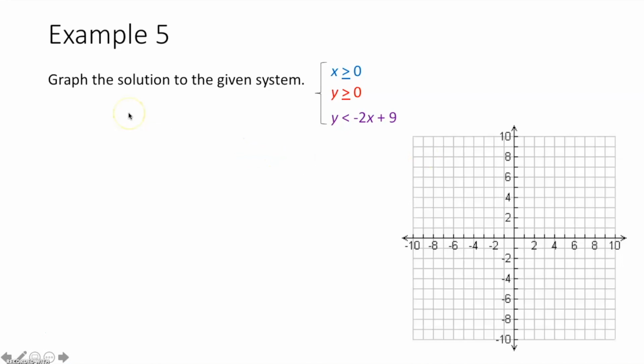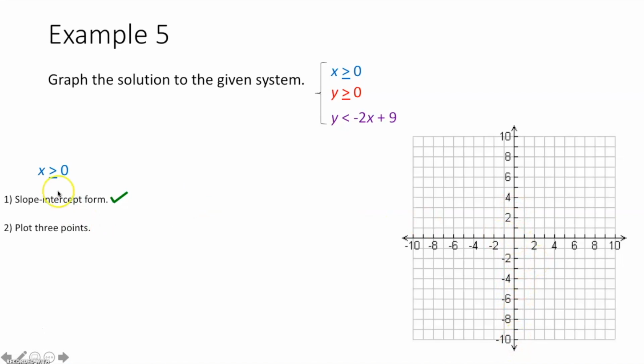Example 5, doing the exact same thing. So we're going to graph the solution set to this system. Now, we start with our first linear inequality, x is greater than or equal to 0. Again, we have x equals a number, so that's not necessarily in slope-intercept form, but that's okay. We know what this is. This is the equation of a vertical line, and that vertical line is going to be at x is equal to 0. It's going to be the y-axis.